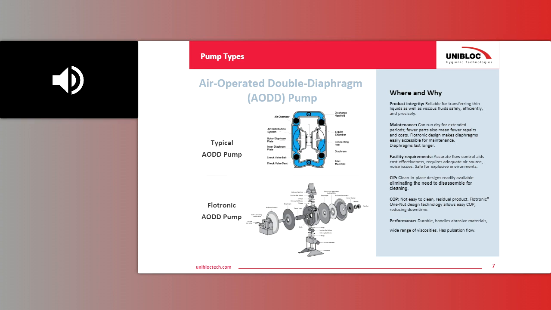Below that one, you see the Flowtronic AODD pump. It's a completely different design. We commonly call it an inside-out AODD pump. We've taken the air valve, which is traditionally in the center of the pump between the two diaphragms, and moved it to the outside of the pump, to one side of the pump. That allows the technology to hold this pump together in a different way, basically with one nut. So it's commonly referred to as the one-nut pump as well. So let's talk about AODD pump technology itself and where and why you would use that technology.